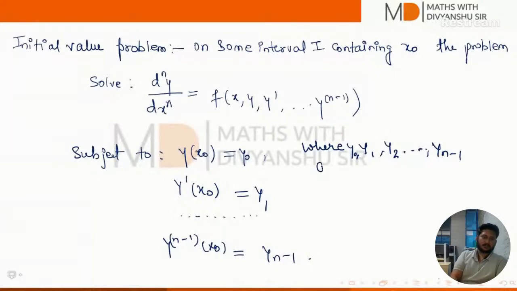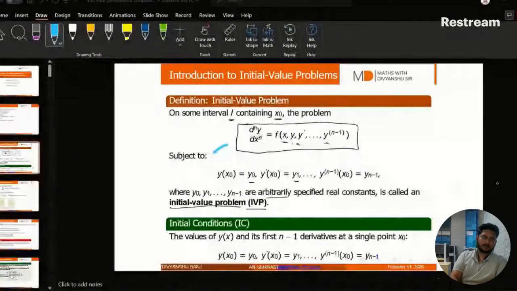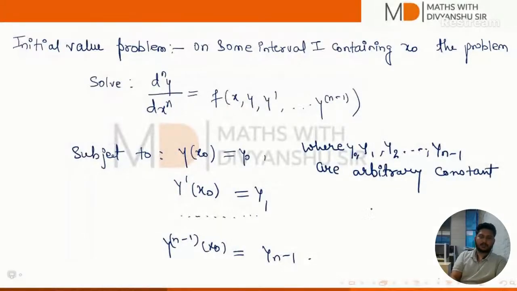Are arbitrary constants, that basically means arbitrary real constants. Okay, so it's called an initial value problem.